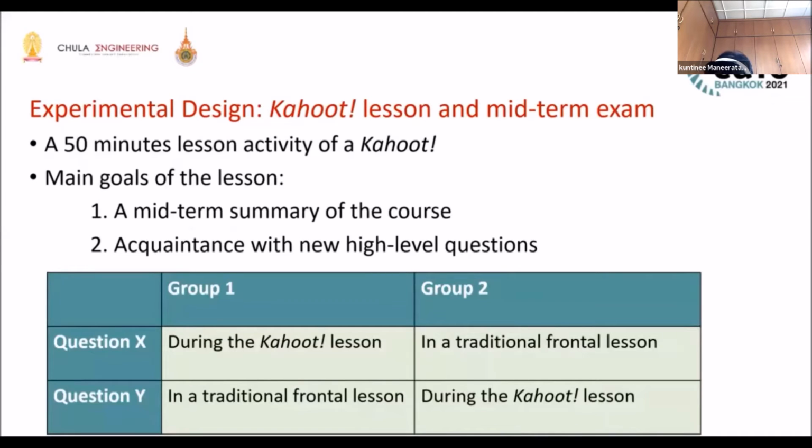Each course was taught to 2 groups of students, and the midterm exams included 2 questions that were taught as follows. In group number 1, question X was discussed during the Kahoot lesson, and question Y was taught in a traditional frontal lesson. In group number 2, it was the opposite.